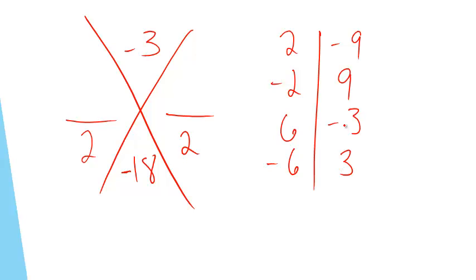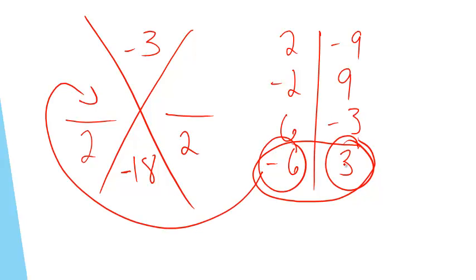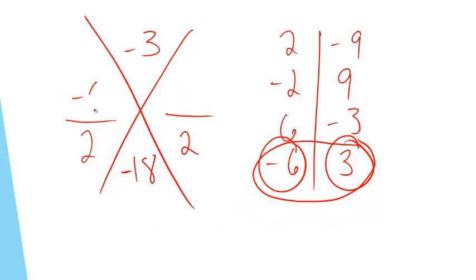6 minus 3 is positive 3. No. Negative 6 plus 3 is negative 3. Okay, so we found our factors: negative 6 and 3. Alright, so we're going to place negative 6 here and 3 there. So we're going to have negative 6 divided by 2 and 3 divided by 2.